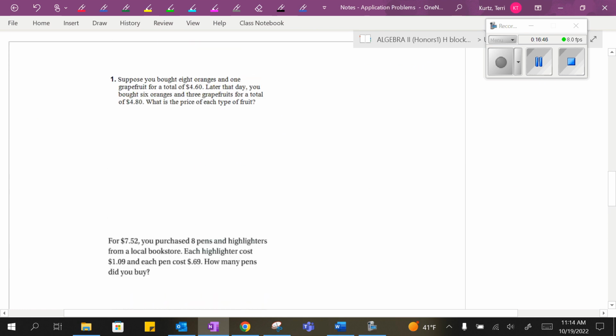So these are, let's take a look. This was a shopping one, and this one's a little bit different. So here we're talking about 2 different products, and we're mixing kind of shopping trips almost. I call these like shopping trips. Each trip is going to be its own equation. But you'll see what I mean here in a second. So suppose you bought 8 oranges and 1 grapefruit for a total of $4.60.